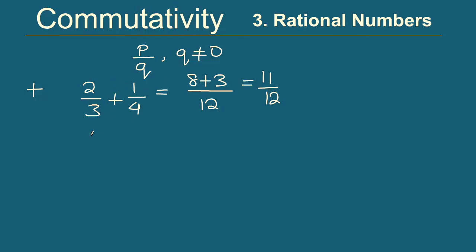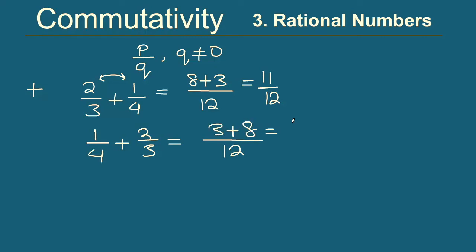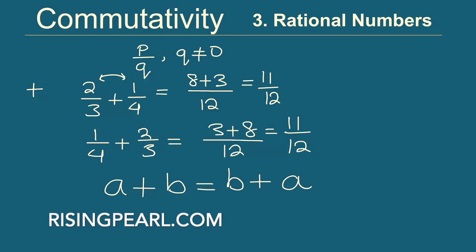Now let's change them up. So we have 1 by 4 plus 2 by 3. So here we have simply switched the order of the numbers. And here again, the LCM will be 12. And this will be 3 plus 8, or 11 by 12. So we will always see that A plus B will be always equal to B plus A, where A, B are two rational numbers. And so we say that for rational numbers, addition is commutative.